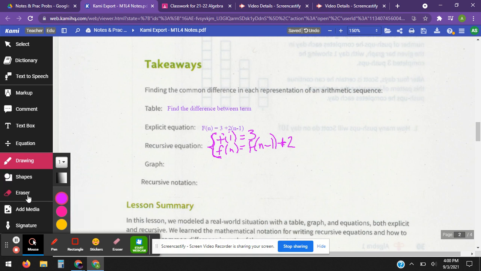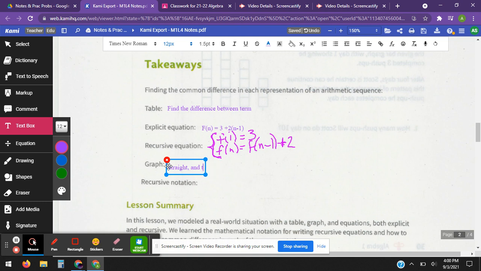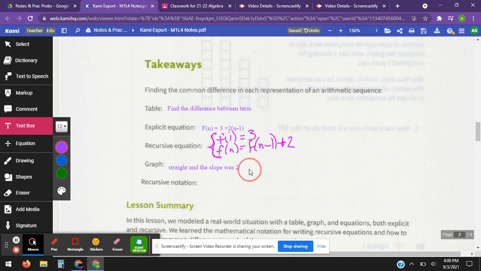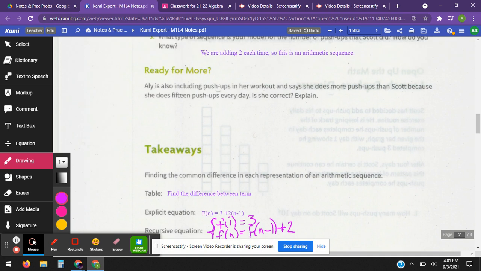And our graph, what helped us with that was a straight line, and the slope was 2. So that 2 is also our common difference on there. Recursive notation we did above, so I'm going to go ahead and just draw that arrow right there. They have that one twice really in my book. So those are kind of the takeaways for this one.